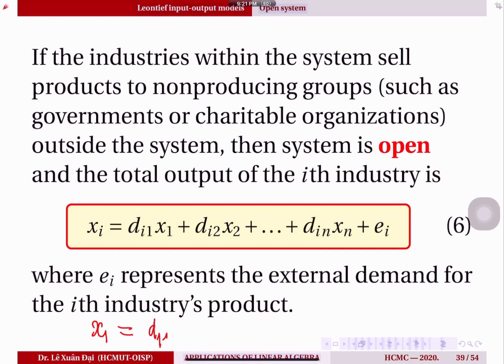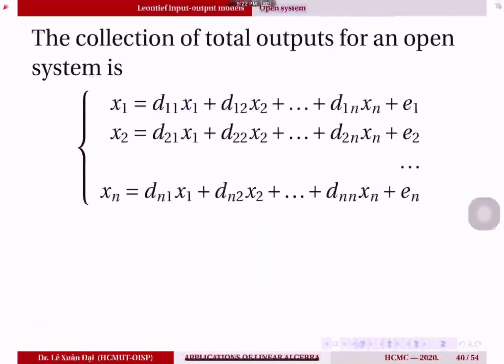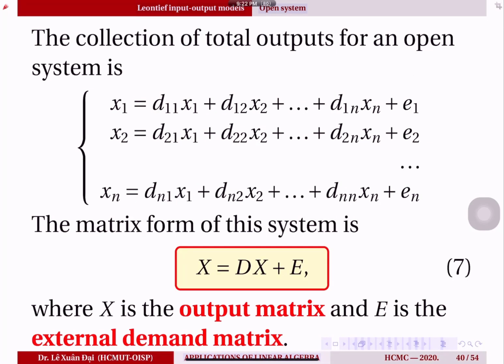The first industry will provide d11 times x1 for itself, d12 x2 for the second industry, etc., d1n xn to the nth industry, and E1, the external demand for the first industry's product. And then we will receive the system. The collection of total outputs for an open system is defined by the linear system. In matrix form, we have system number 7, where X is the output matrix and E is the external demand matrix.